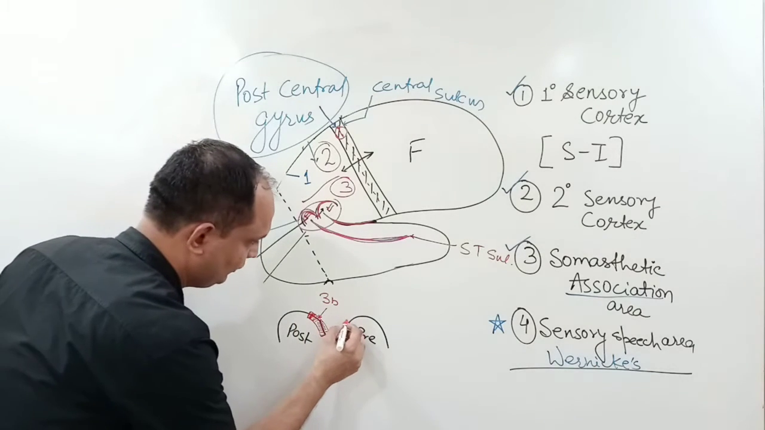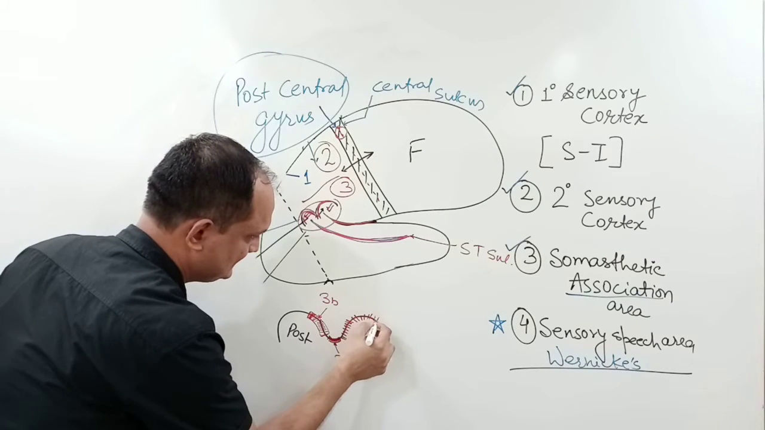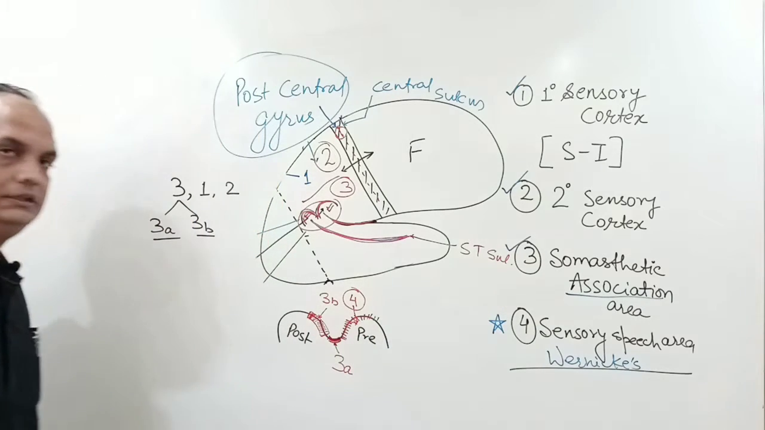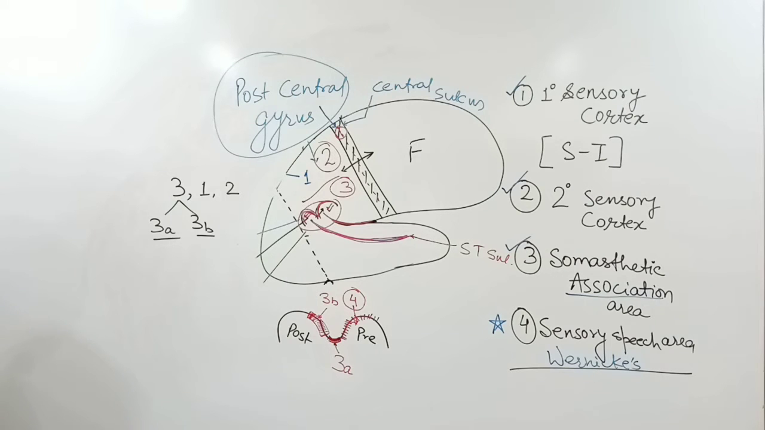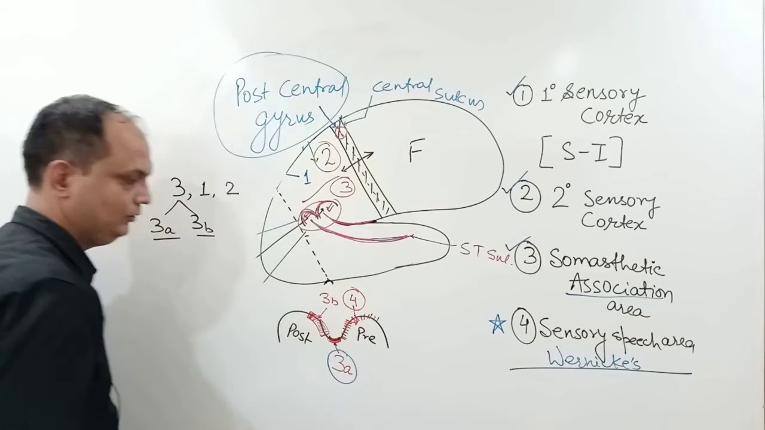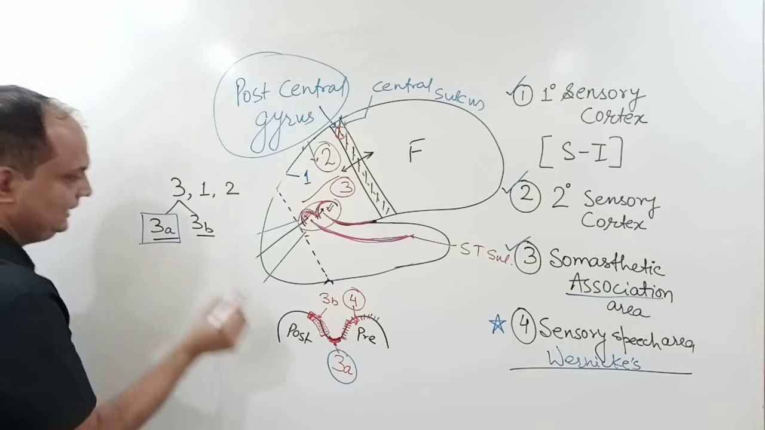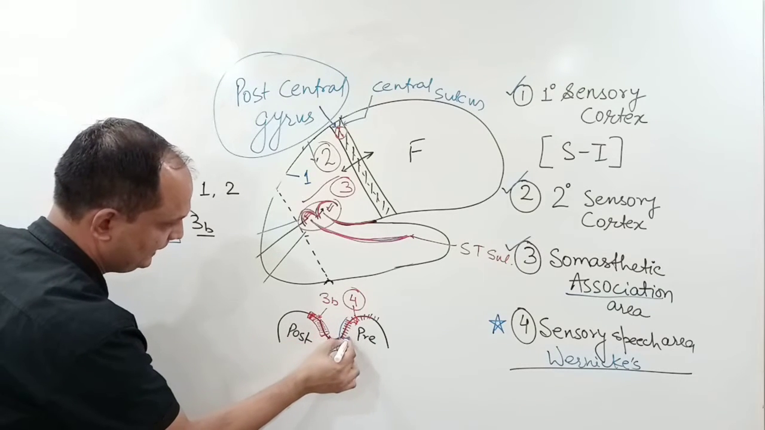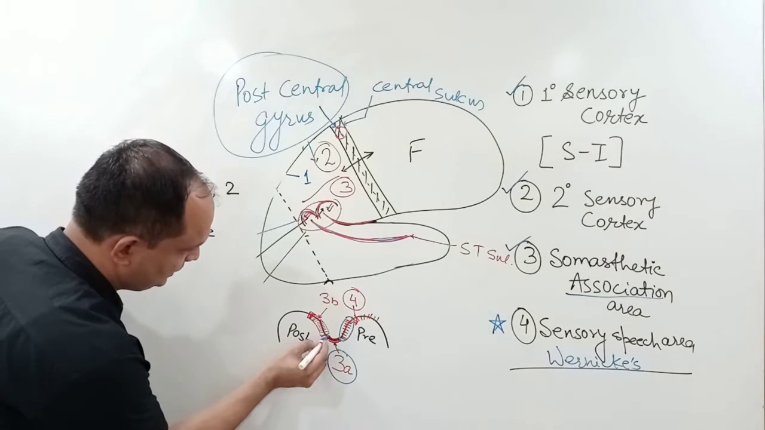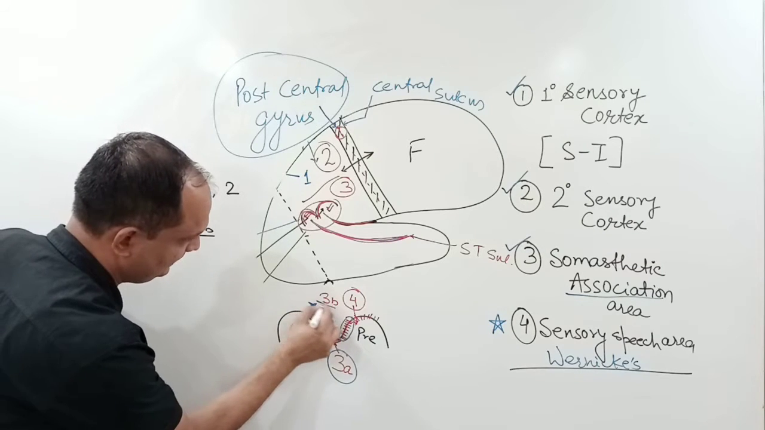While the anterior wall of your central sulcus is occupied by Brodmann's area number 4, that is your motor cortex. So when you see the central sulcus, the floor is occupied by area 3A, the anterior wall is occupied by Brodmann area 4, which is motor cortex, and the posterior wall is occupied by the sensory cortex, area 3B.